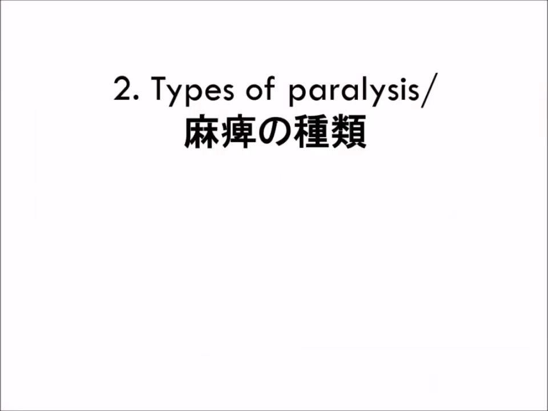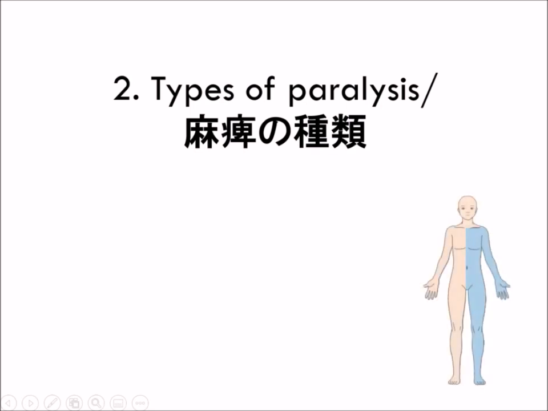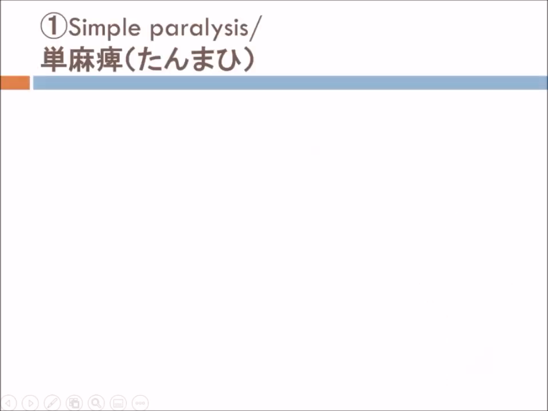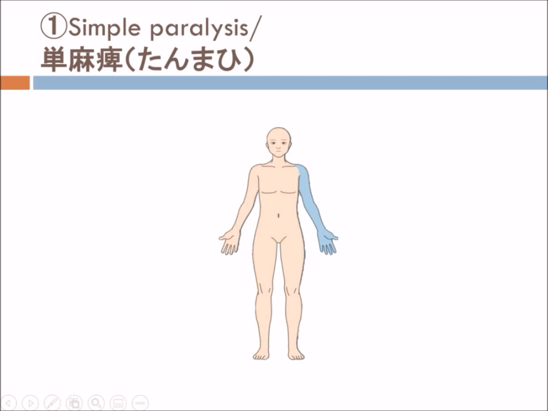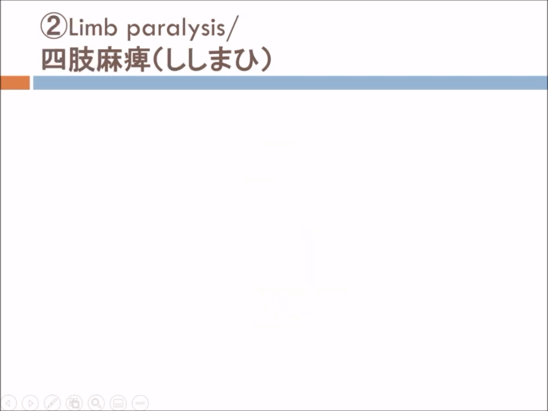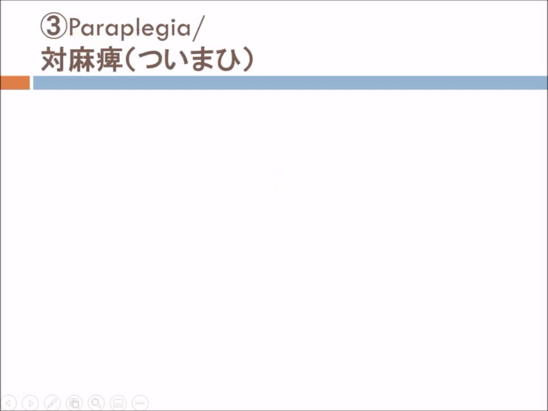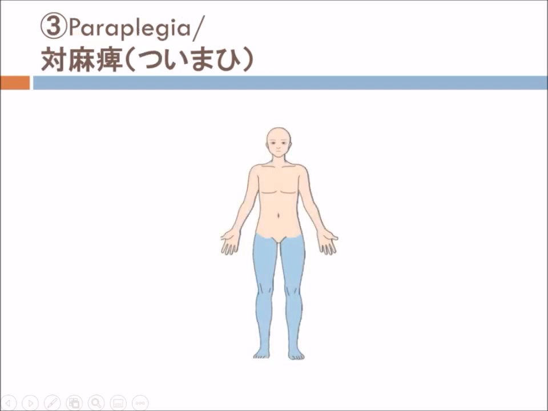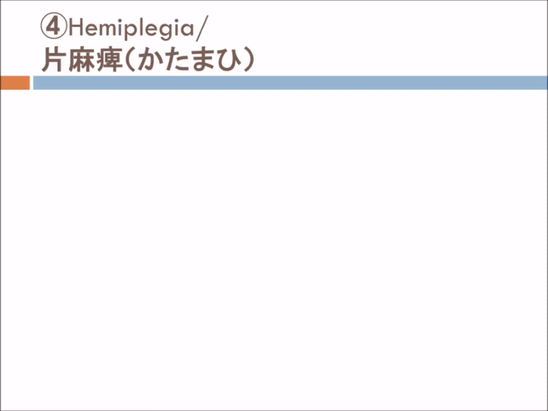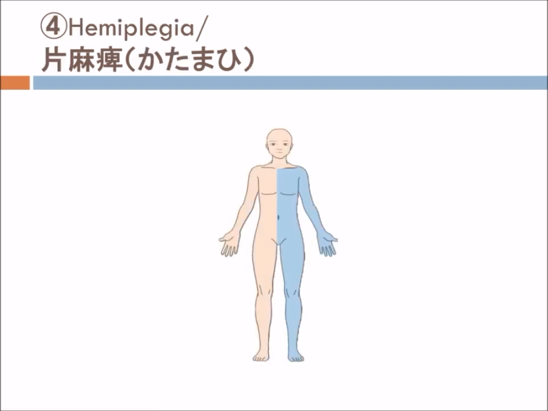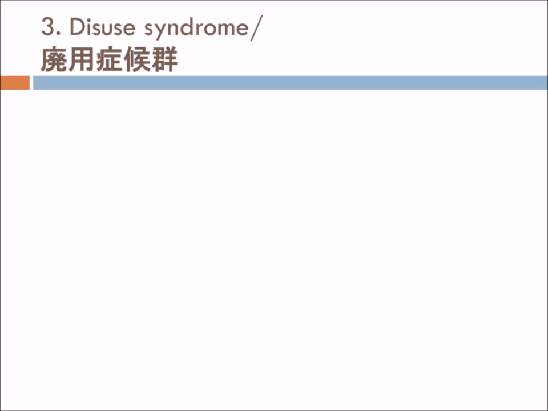2. Types of paralysis. Simple paralysis, 単麻痺. Limb paralysis, 四肢麻痺. Paraplegia, 椎麻痺. Hemiplegia, 肩麻痺. 3. Disuse syndrome.